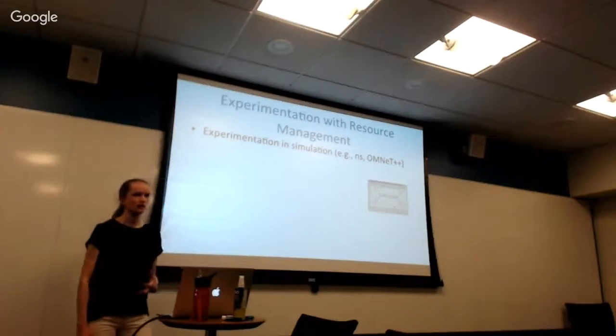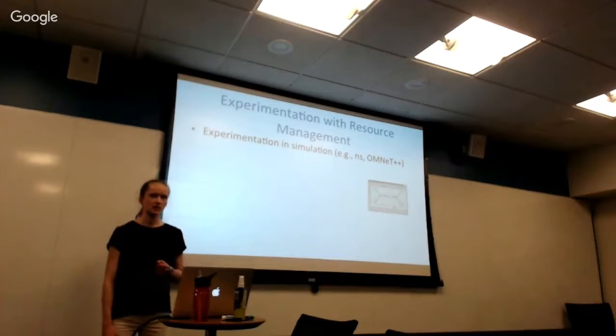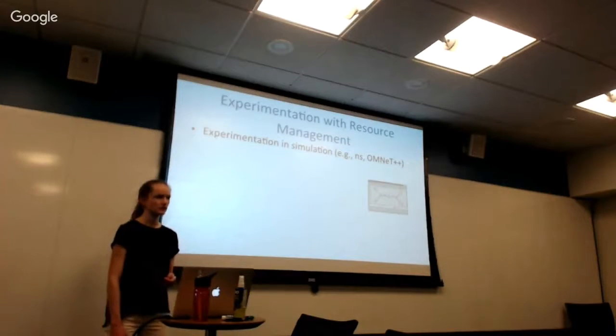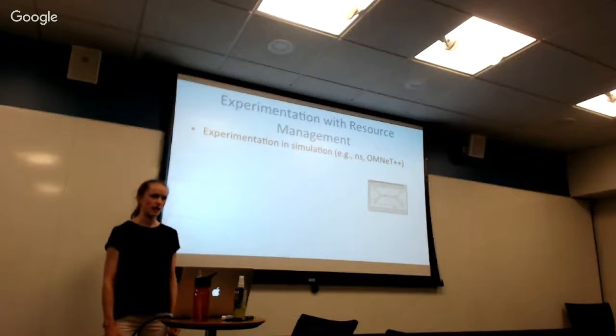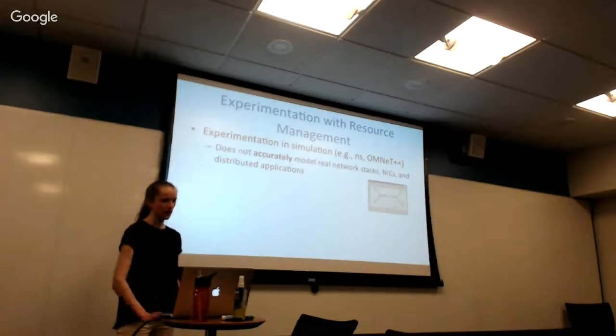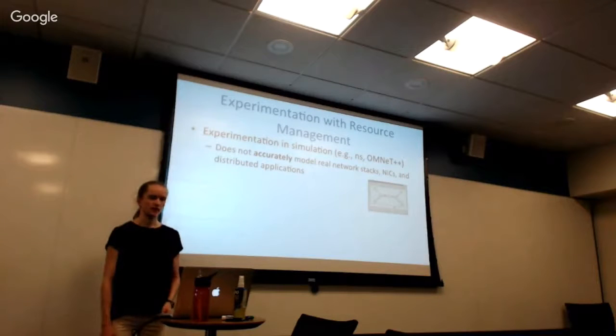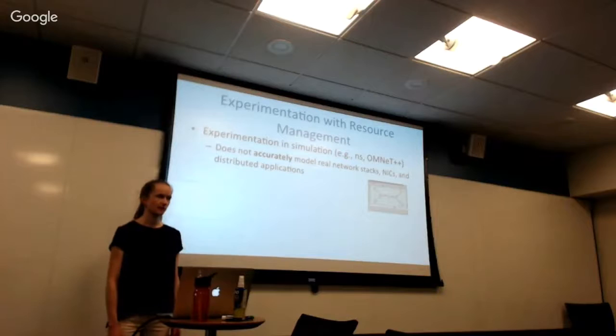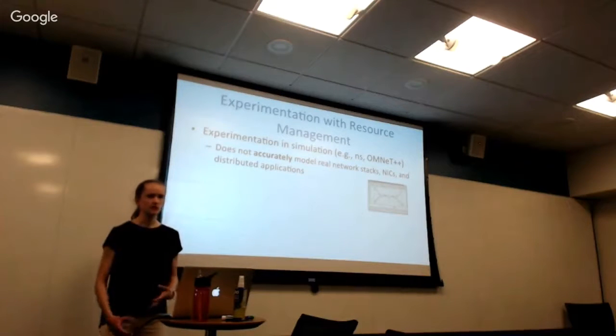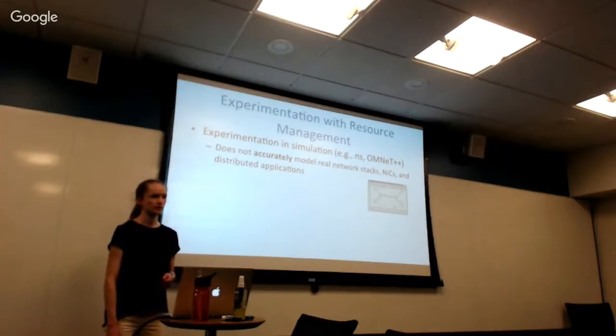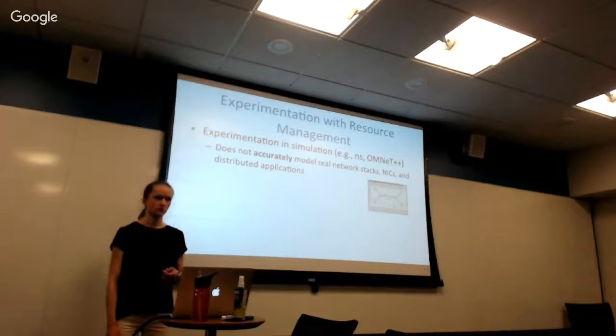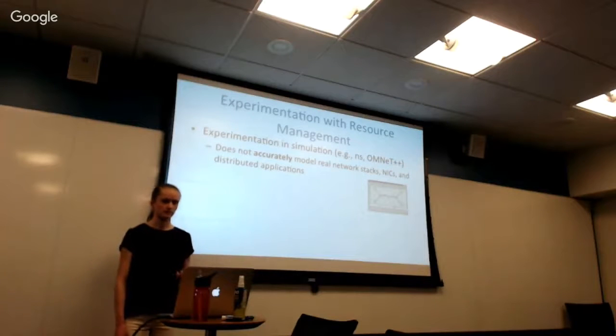The result of these challenges is that most experimentation with resource management schemes today is conducted using network simulators, such as NS. Unfortunately, software simulations don't fully capture the behavior of resource management schemes. First, they don't accurately model NIC features and network stack optimizations, such as interrupt coalescing, which can significantly impact protocol behavior. Second, they don't enable experimentation with real distributed applications, such as Spark or Hadoop, whose performance depends on other resources besides the network, such as disk or CPU.